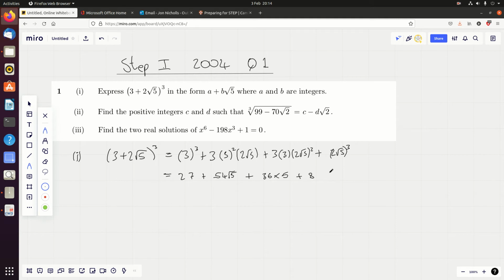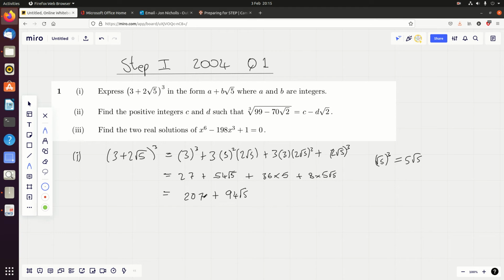And then plus 8 times 5 root 5, because root 5 cubed, remember, is root 5 squared times root 5, so it's 5 root 5. So it's worth remembering that. Okay, let's just tidy up a little bit. We've got 180 there, plus 27. That's going to be 207 plus, and then we've got 40 plus 54, and I guess that's 94 root 5. Sorry if that looks like a 6. That's 207 plus 94 root 5.